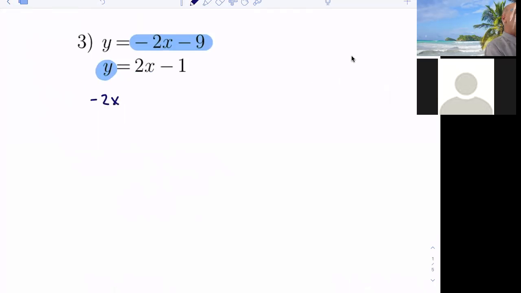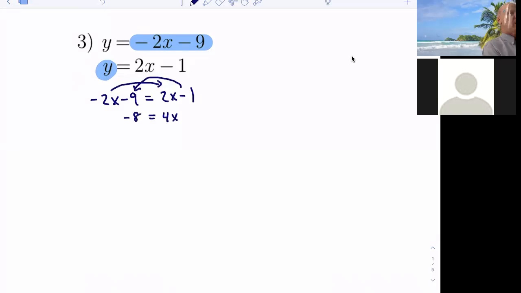Negative 2x minus 9 equals 2x minus 1. And if you're good at solving equations, this is a piece of cake. If you're horrible, now I'm teaching you again. All right? Now, for me personally, I like to add 2x because I want my x's to be positive. So if I add 2x on the right side, it becomes 4x. Now I move the negative 1 over with the negative 9. But when I move the negative 1, it becomes a positive 1. So negative 9 plus 1, negative 8.